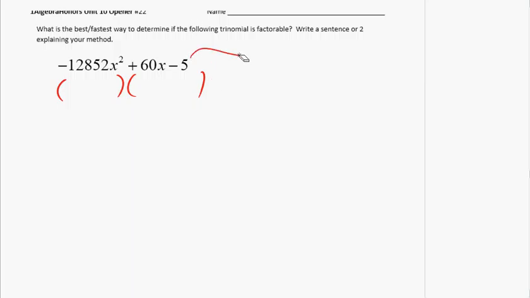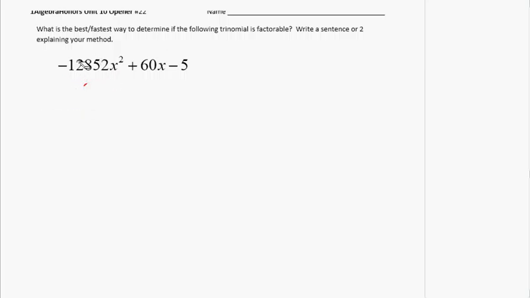Because if you look at the factors of 5, yeah, those are good, but think about what you have to multiply those first two things to get that, and eventually get the 60. Let's try something. Let's say this is negative 1,285 and 2x, and this is just x, and then this is, I don't know, negative 5 and 1. You multiply that out, I'm pretty sure you don't get 60 for the middle term. And finding all the factors of 12,852 seems like a mucky mess.